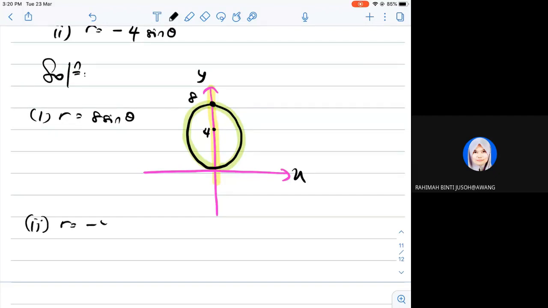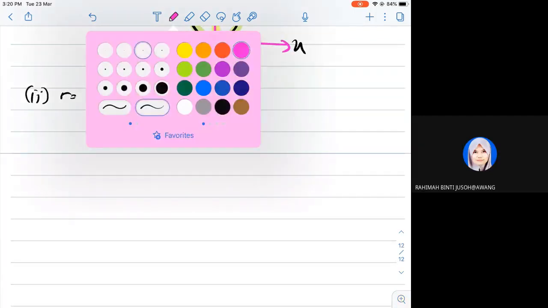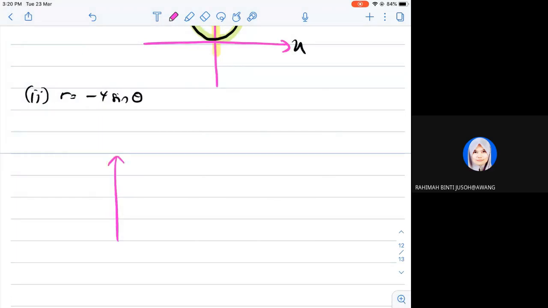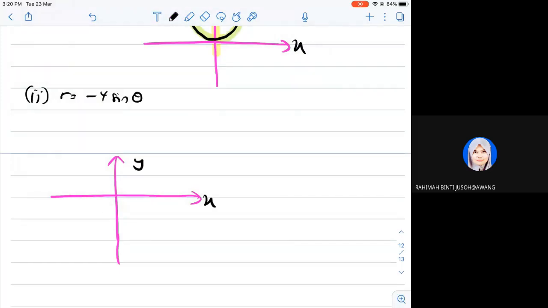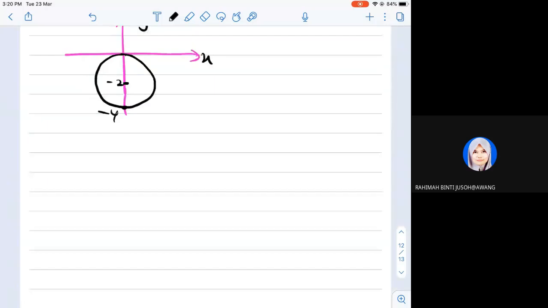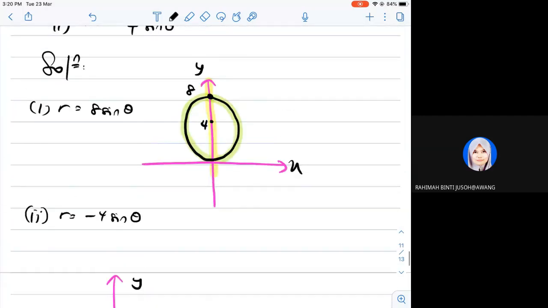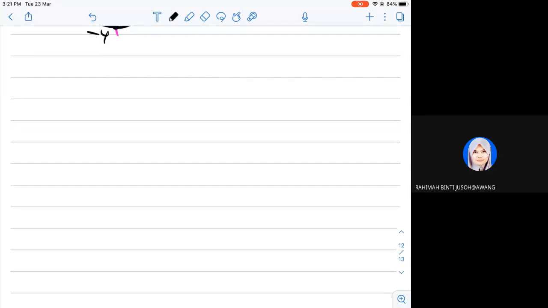Okay, so question number 2. R equals negative 4 sine theta. Where is this? Below. Of course it is at the bottom. So we have here X, Y. So here is negative 4. And then here negative 2, of course. Okay, number 1, 2, 3, 4, 5. So we are settled on circles.